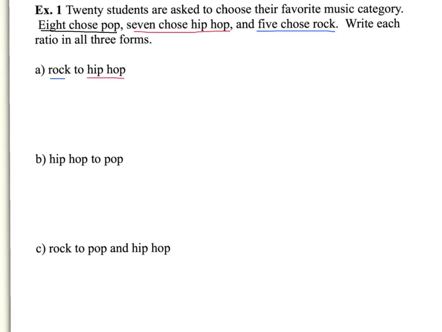In order to write that, we need to remember what the numbers are. I like to write them as fractions first. So I know that 5 students chose rock and 7 students chose hip-hop. So that's one way to write the ratio of rock to hip-hop. Then you can write it with the colon and also with the word to. So the ratio of students that liked rock to hip-hop is 5 over 7, 5 to 7, and 5:7.